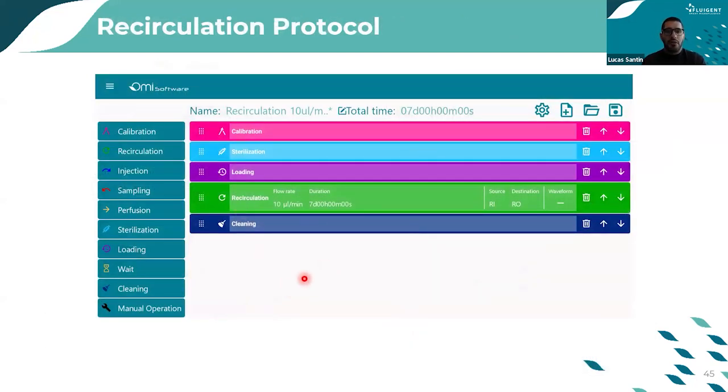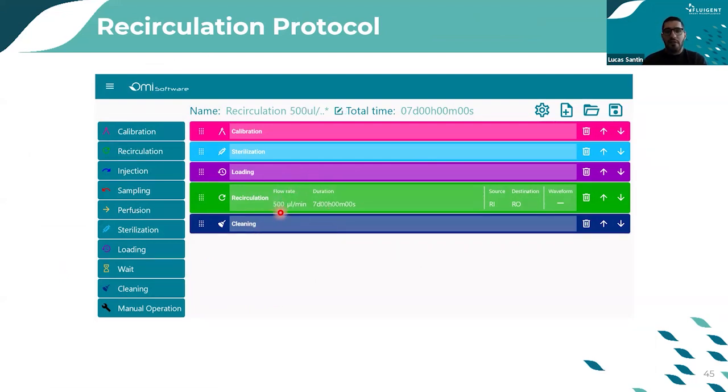So very quickly, because you already saw that in the previous case study, this is the protocol we use. So this is very simple. There's just one recirculation step at either 10 or 500 microliter per minute for 7 days. And we have the typical calibration, sterilization, loading, and cleaning steps that are required for the experiments.